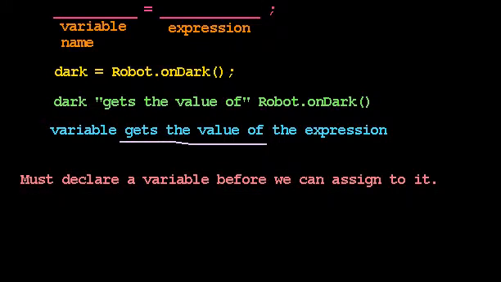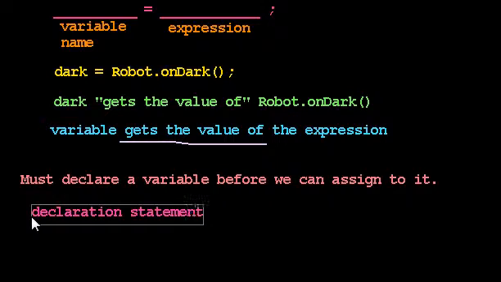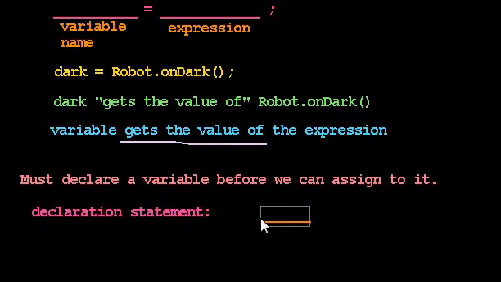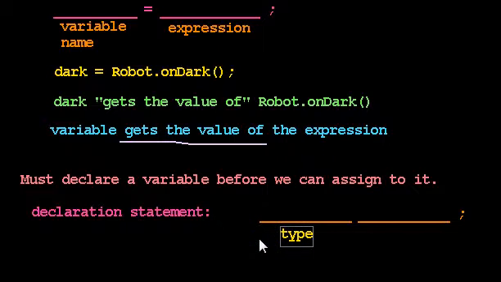How do we declare a variable? If assignment statement was our fifth kind of statement, declaration statement is our sixth kind. So a declaration statement looks like this. We have something, a space, something else, and a semicolon. What are those somethings? The first thing is a type, and the second thing is a variable name.